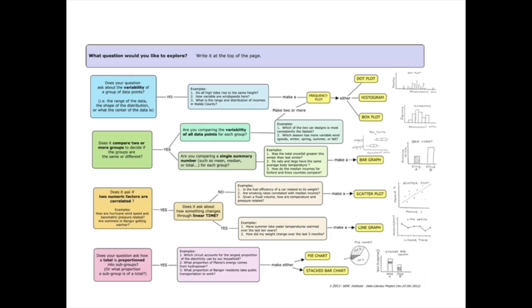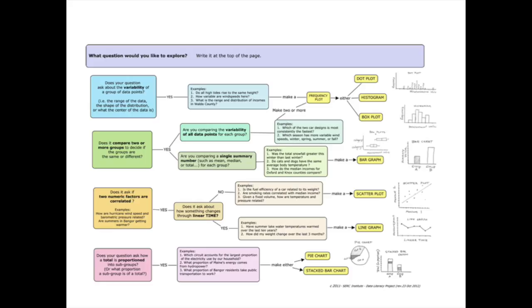This final slide shows you a flowchart version of the graph choice chart to help you decide the type of graph to use for your research question. You read this chart from left to right. Starting with the box on the left, you decide the type of question that you have, and then you answer the question in the box.